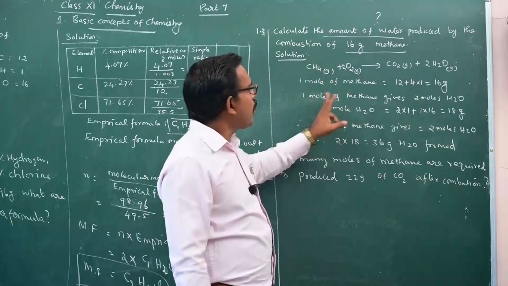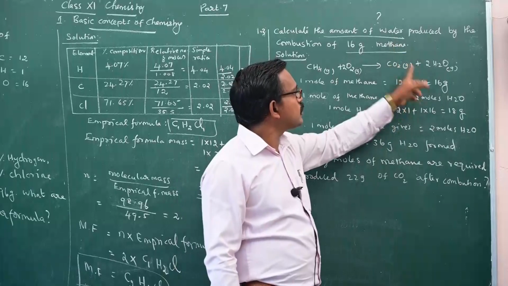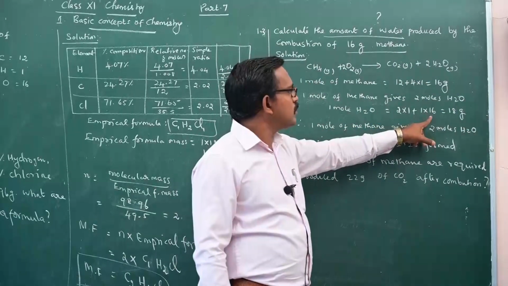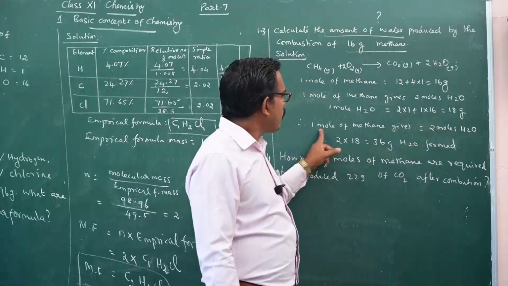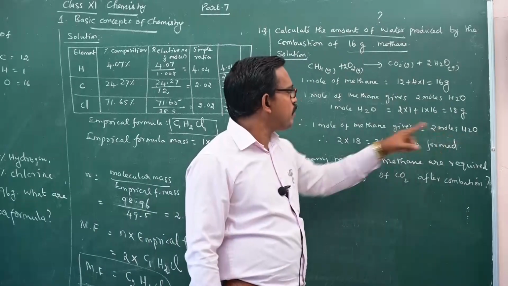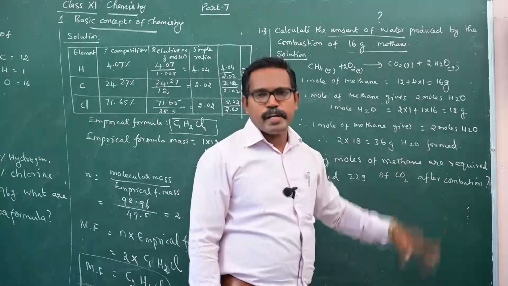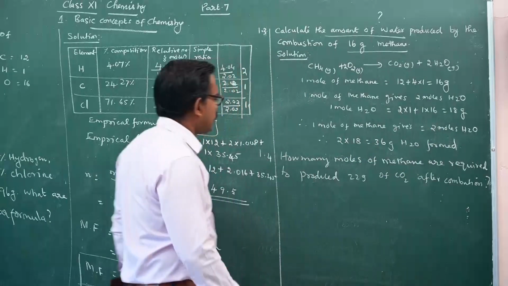Therefore, 1 mole of methane gives how much? 2 moles of water. So, 1 mole of water is equal to 18 gram. 1 mole of methane gives 2 moles of water. Therefore, 2 into 18, that is 36 gram of water is formed during the reaction.